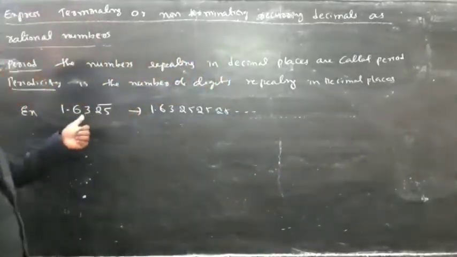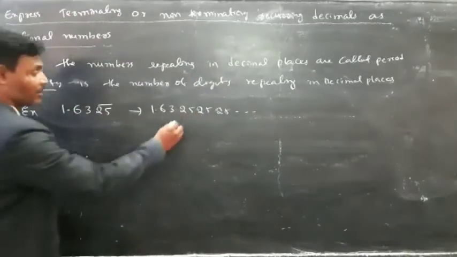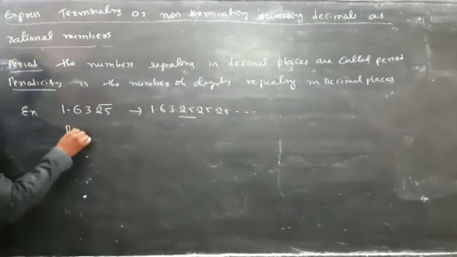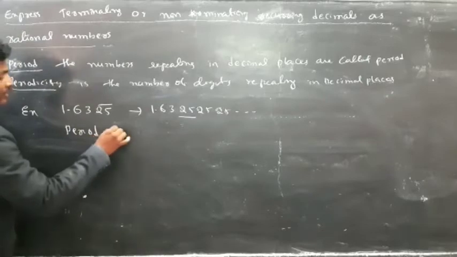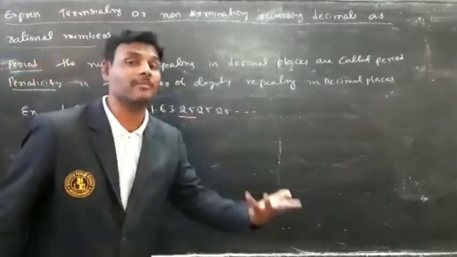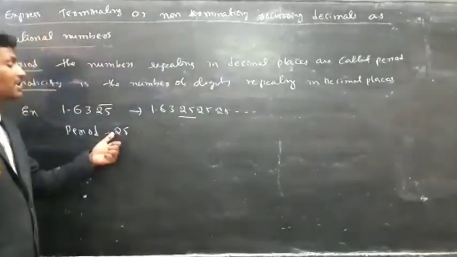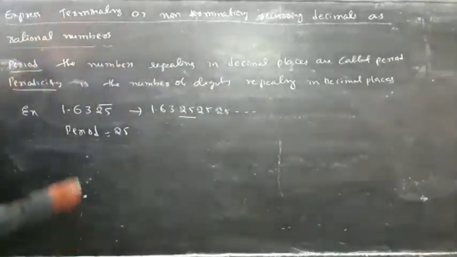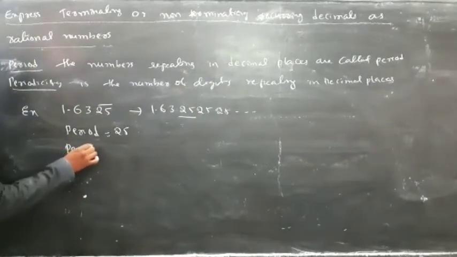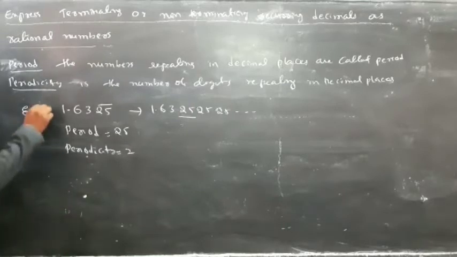So here what are the repeating numbers? 25, 25, 25. So the period of this number is 25. Then what about the periodicity? It is the number of numbers repeating. Here how many numbers are repeating? Only two numbers. So that is nothing but periodicity, 2.